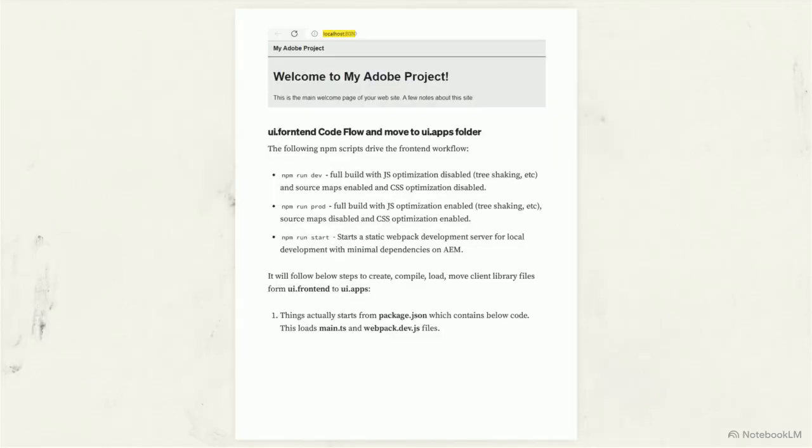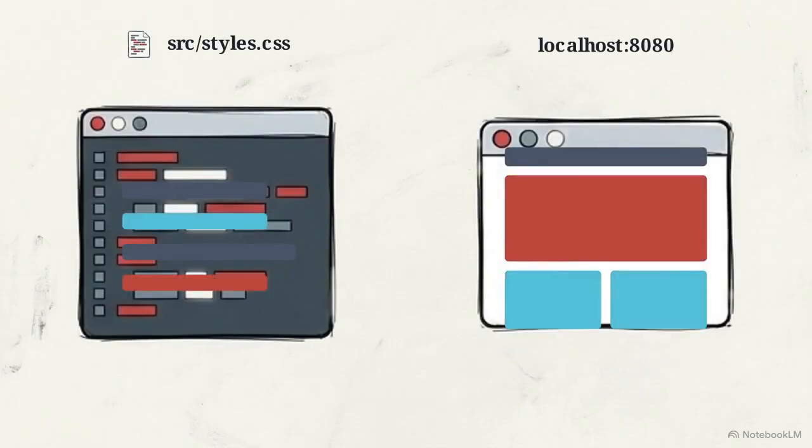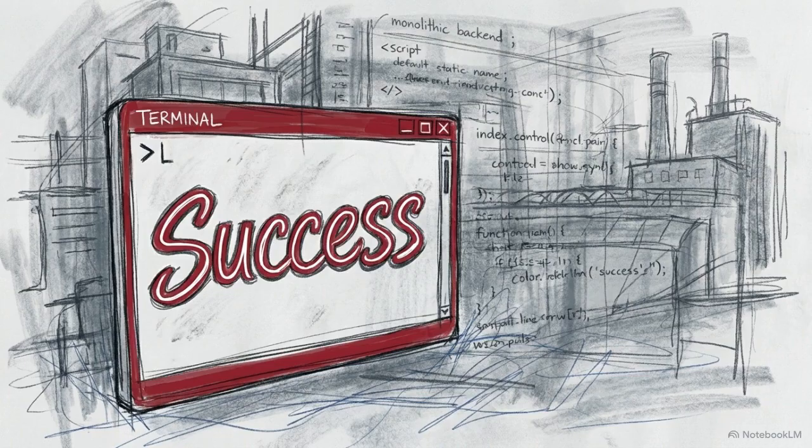Immediately, a local live browser window opens displaying your site. Any changes you make to your front-end code will now reflect instantly on this localhost server. You are completely bypassing the slow Java compilation cycle for your visual work.